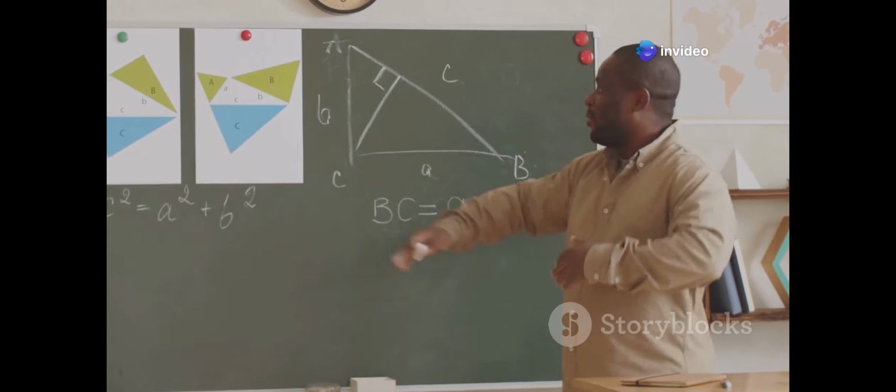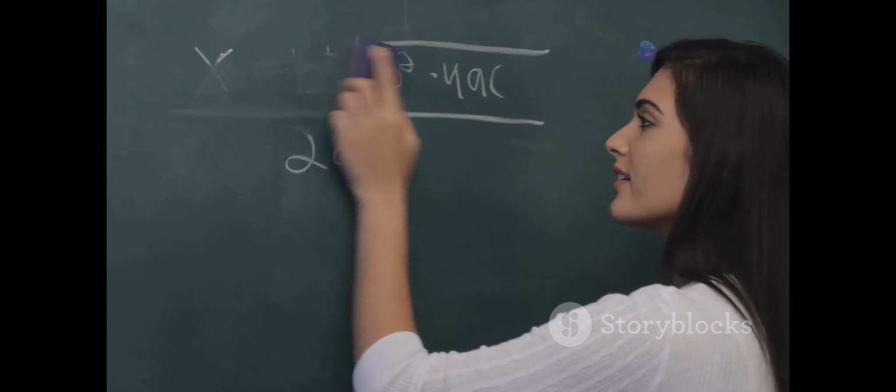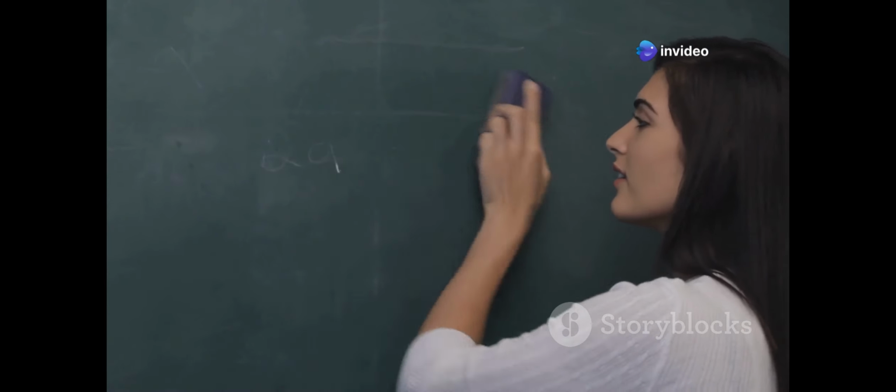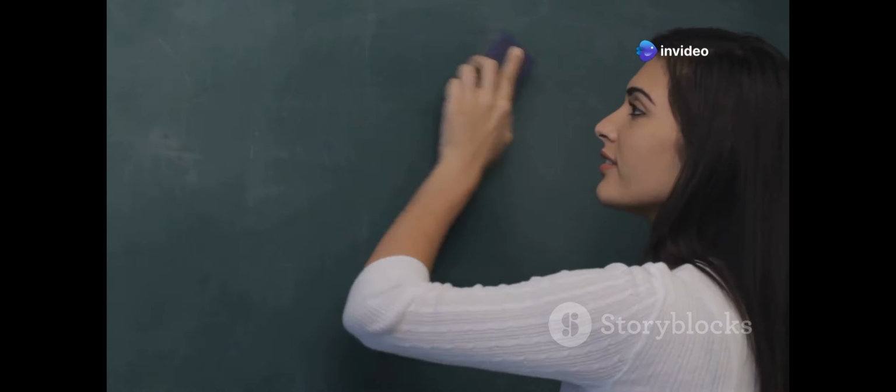Next, rectangles. These are everywhere, from your smartphone screen to your notebook. The perimeter is just twice the sum of the length and width. Think of it as walking around the edge of a rectangular garden. The area is the length times the width. It's like counting the number of tiles needed to cover a rectangular floor.